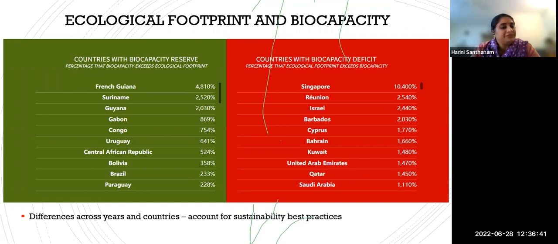On top is French Guiana and Suriname. The percentage that you see here, 4,810%, is very, very huge. Okay, so India is in neither of the top or the bottom lists. Let us see where we stand.